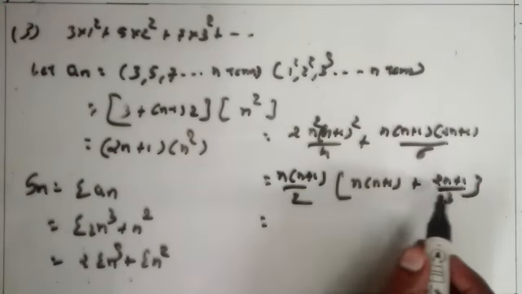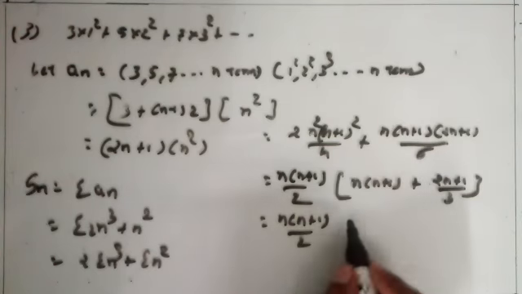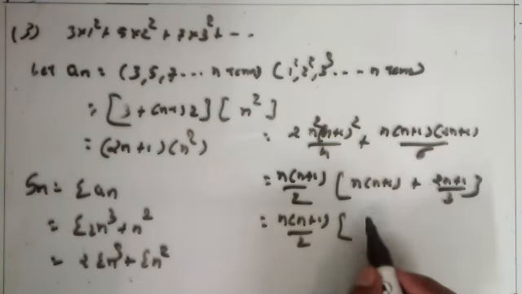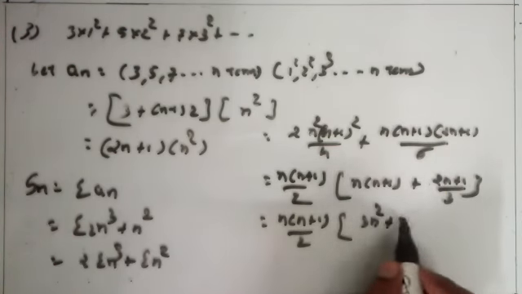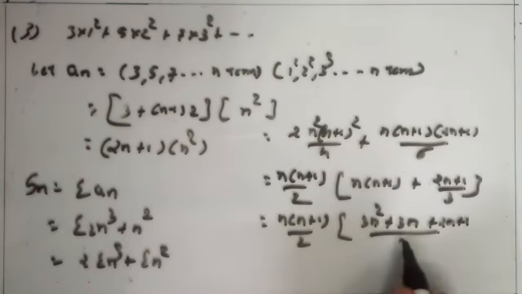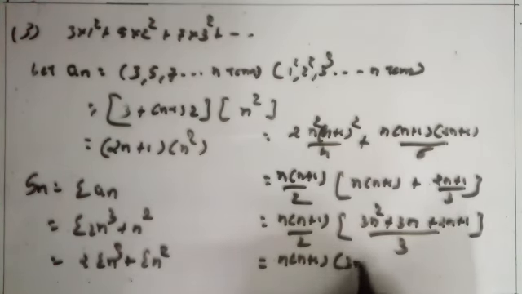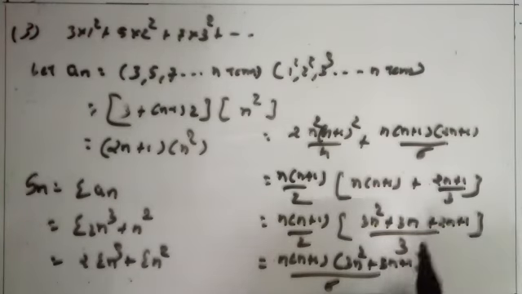So, here 3n taken inside, so we get (n plus 1) by 2 into 3n square plus 3n plus 2n plus 1 upon 3, clear. So it is equal to n (n plus 1) into 3n square plus 5n plus 1 upon 3 into 2, that is 6. Okay, n (n plus 1)(3n square plus 5n plus 1) upon 6.